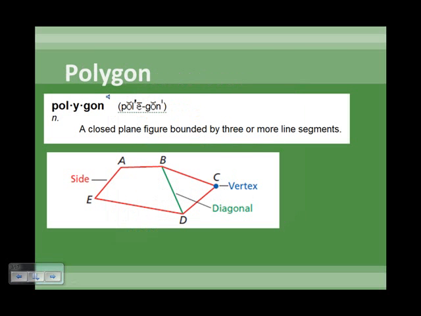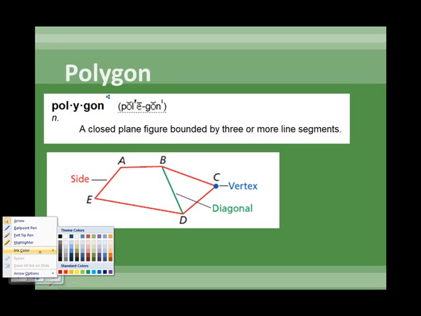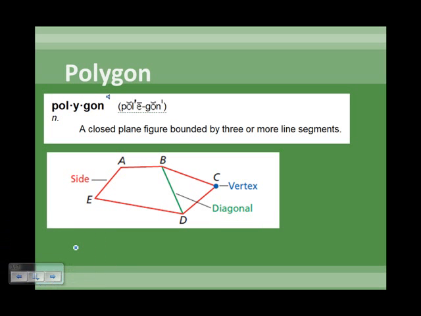What is a polygon? Well, a polygon is nothing more than a closed plane figure bounded by 3 or more line segments. So it has to be two-dimensional because it said it was in a plane, a closed plane, and the figure bounds some region using 3 or more line segments. So what we have here, this figure in red, is a polygon.